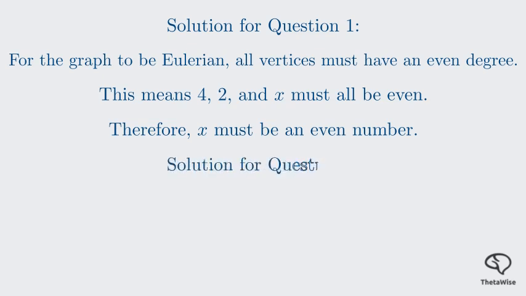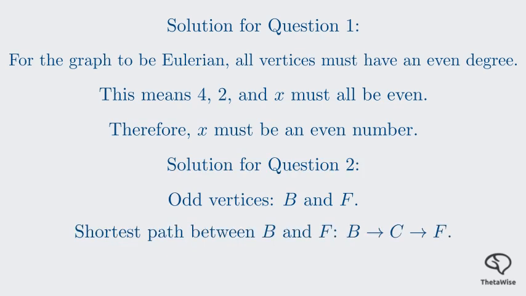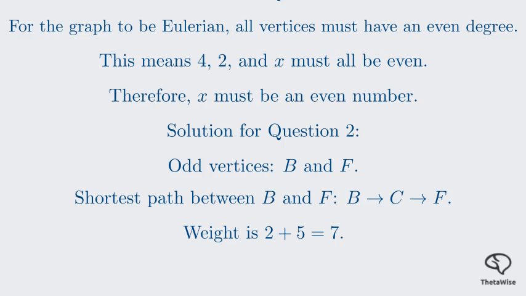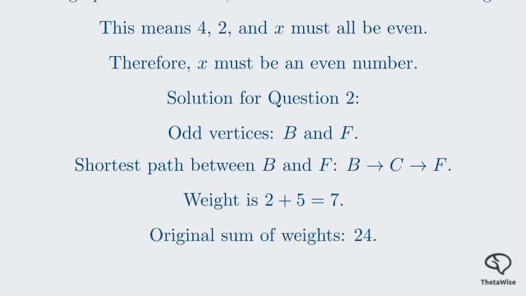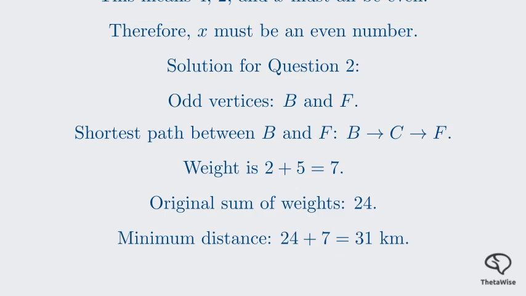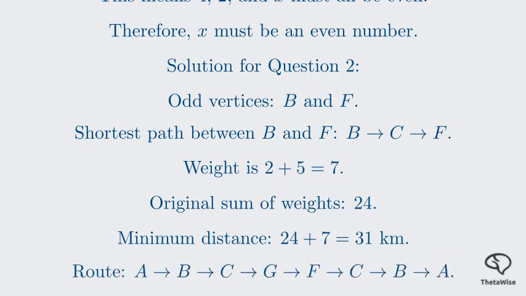Solution for question 2. Odd vertices: B and F. The shortest path between B and F is B to C to F. The weight is 2 plus 5 equals 7. The original sum of weights is 24. So the minimum distance is 24 plus 7, which equals 31 kilometers. A route is A to B to C to G to F to C to B to A.